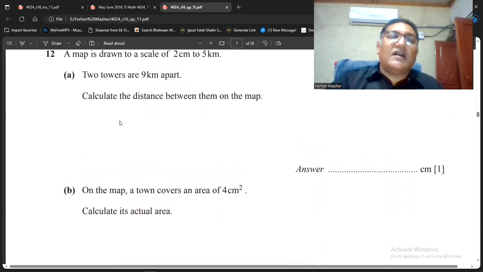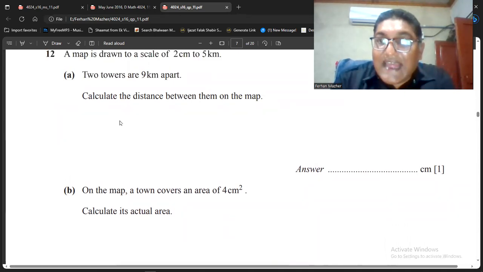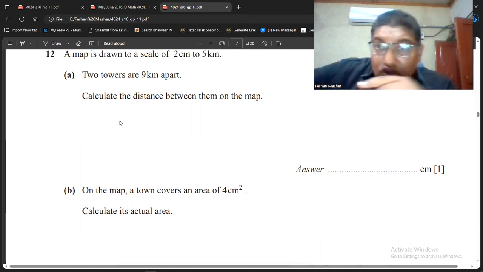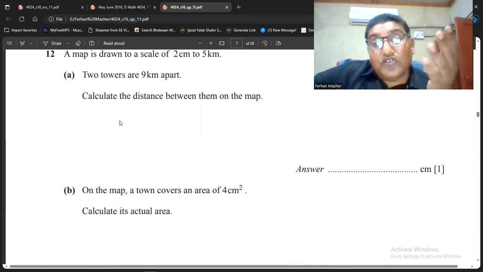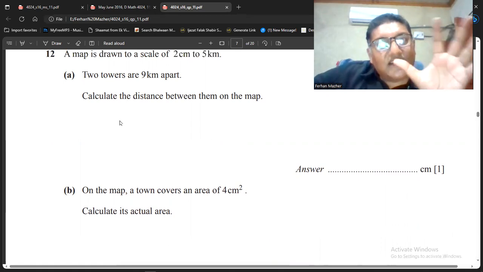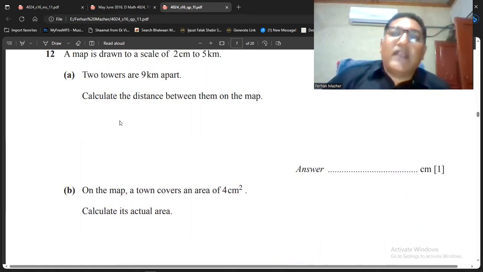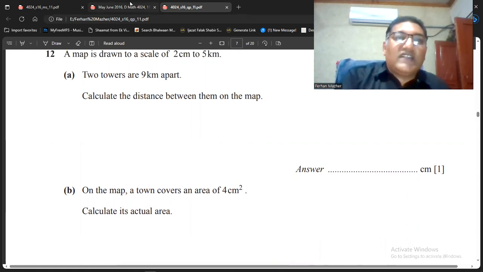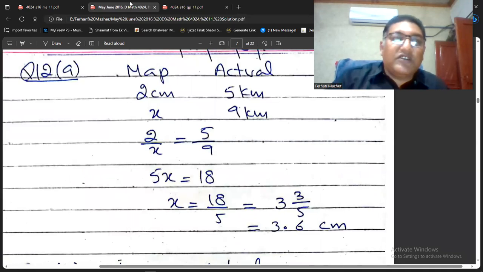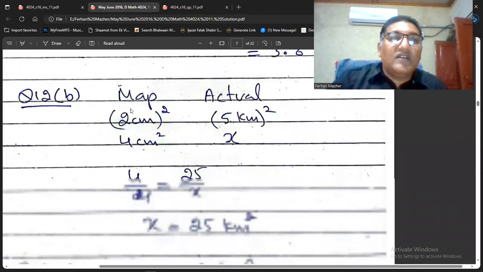You see the scale which was given to us, that scale is of the length. It is not of the area. So we have to find out the area. If you want to use the scale which is of length for area, first of all, you have to square both the sides. That's a very important rule. Just keep it in your mind. Question number 12, B part.